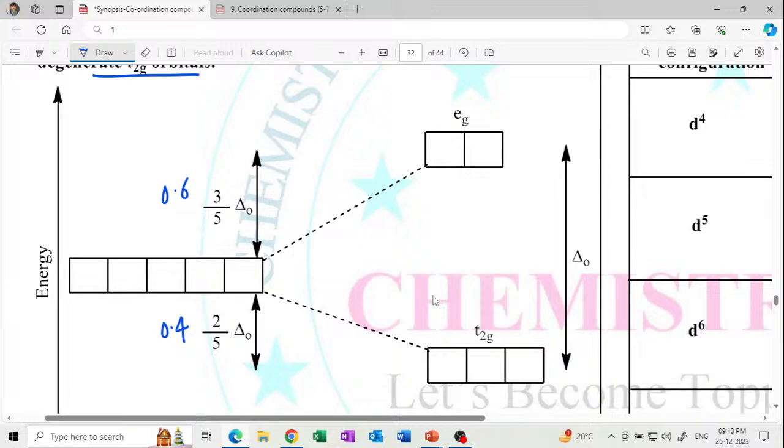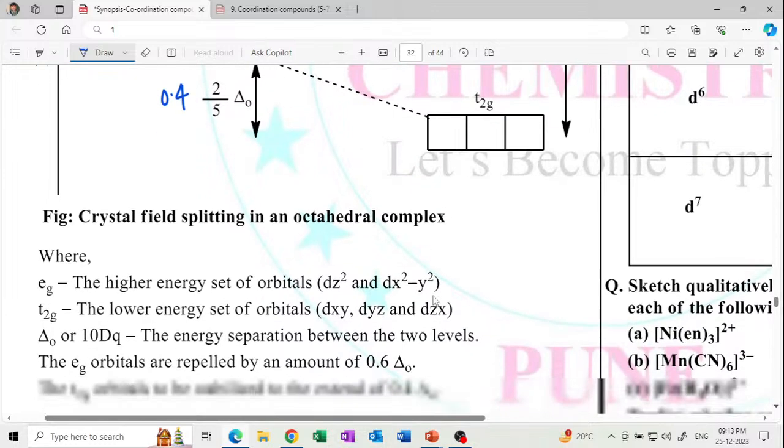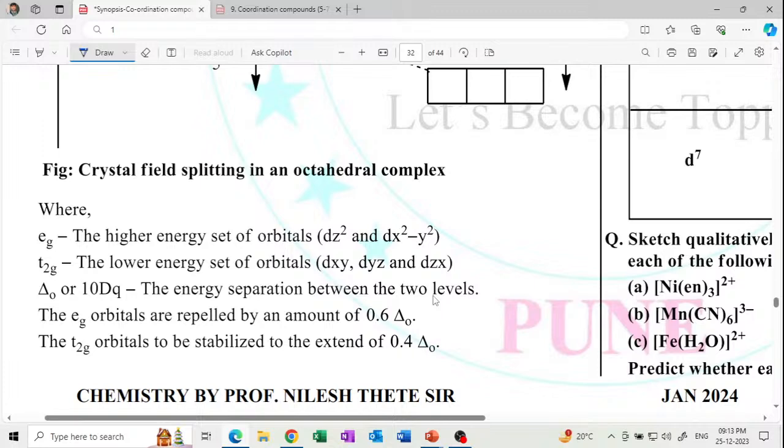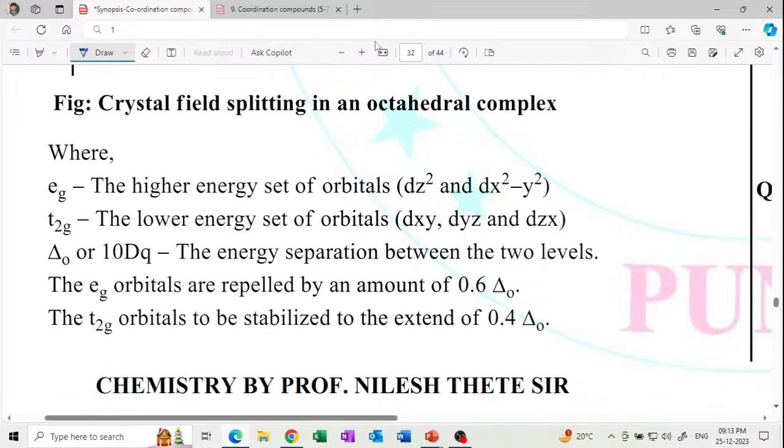EG and T2G, and the separation between them is what? Delta O. What is delta O? O stands for octahedral. It is the crystal field splitting parameter. What are the terms involved? EG is the higher energy set of orbitals, dxz and dx square minus y square. And T2G are the lower energy orbitals. And delta O is the 10 Dq, the energy separation between the two levels.